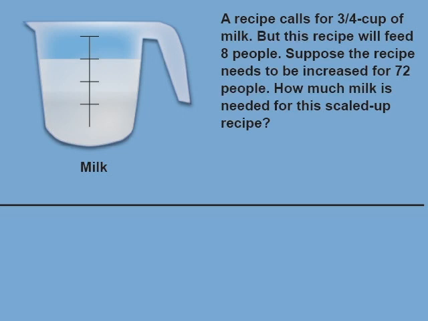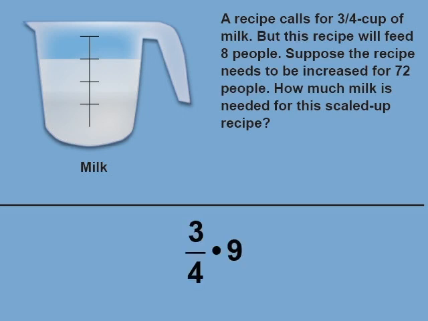Suppose the recipe needs to be increased for 72 people. How much milk is needed for this scaled-up recipe? To scale up a recipe that feeds 8 so that it now feeds 72 is to multiply the ingredients by 9. So the 3/4 cup of milk needs to be multiplied by 9 as shown here.